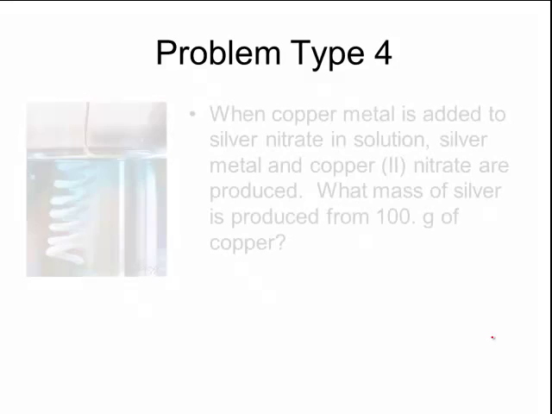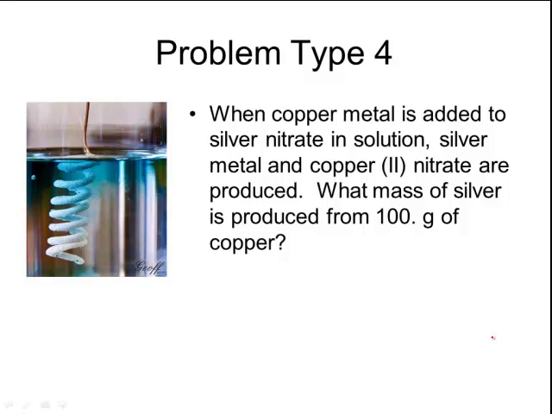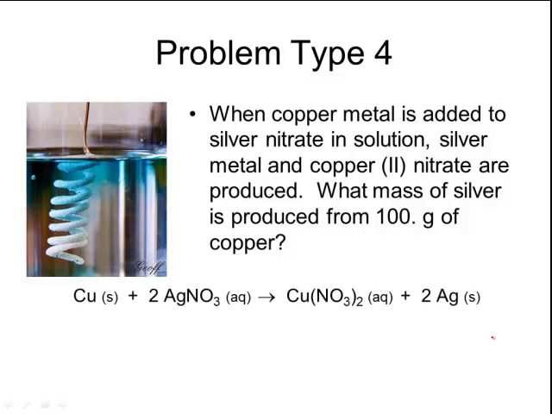The last type of problem that you'll encounter when doing stoichiometry is going from grams of one substance to grams of another substance. So when copper metal is added to silver nitrate in solution, silver metal and copper 2 nitrate are produced. What mass of silver is produced from 100 grams of copper? First, you'll need to write the reaction that represents this single displacement reaction, and then balance it. You should get copper plus 2 silver nitrates yields copper nitrate and 2 silvers.